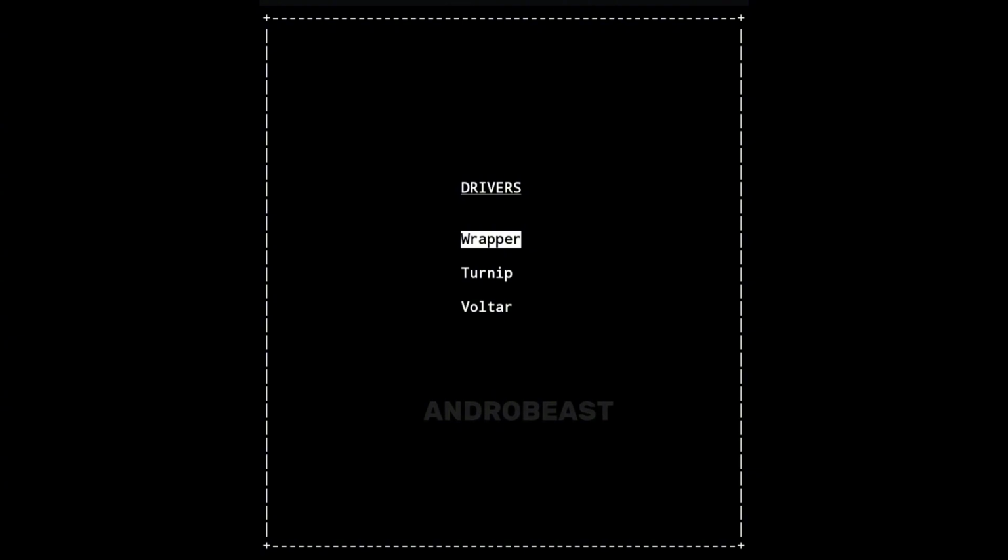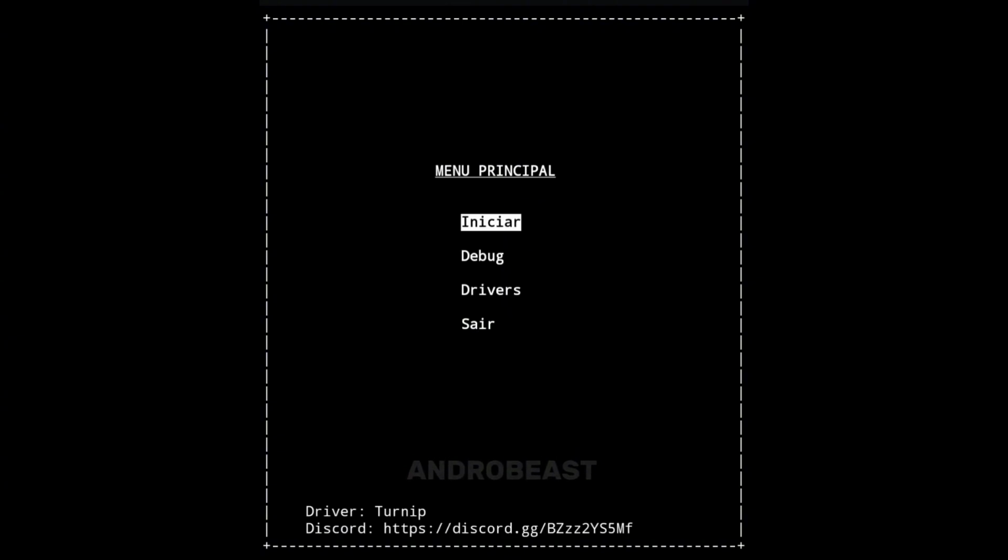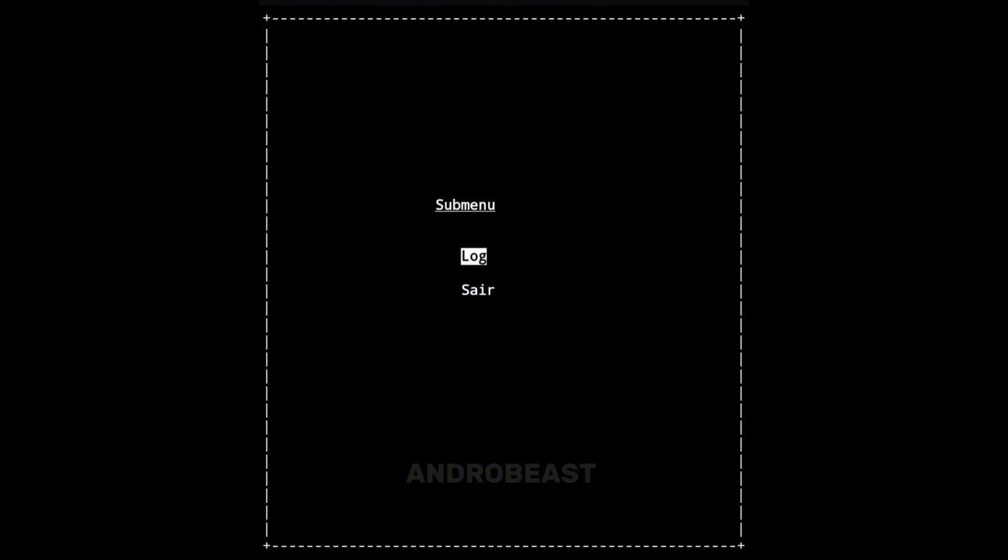The important thing that you need to know is that for users who have a Mali chipset, you have to select wrapper, and for those who have Adreno or Snapdragon devices, you have to select turnip, right? For now, I'm using a Snapdragon device to test, so I'll select turnip, and if you have a Mali device, you have to select wrapper. Okay, so now to start RPCS3, you have to select the first option and press enter.